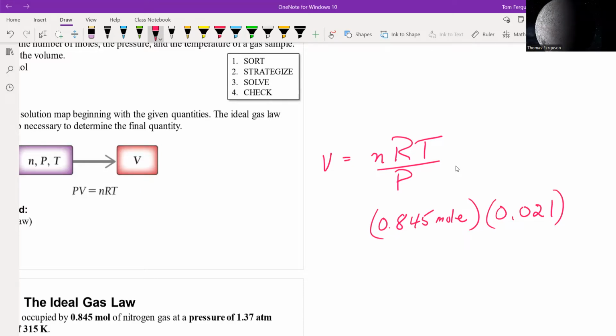Now, R is a constant, but its value depends on what units you're using. There's one for milliliters, one for liters, one for millimeters of mercury, one for inches of mercury, a whole bunch of them. The one we're going to be using in here is this one, 0.821.